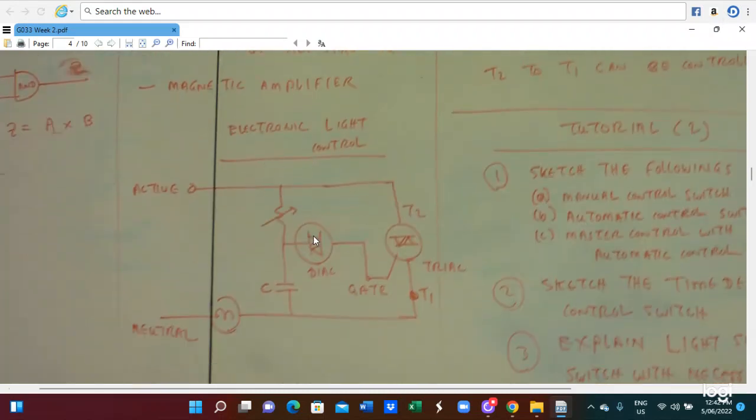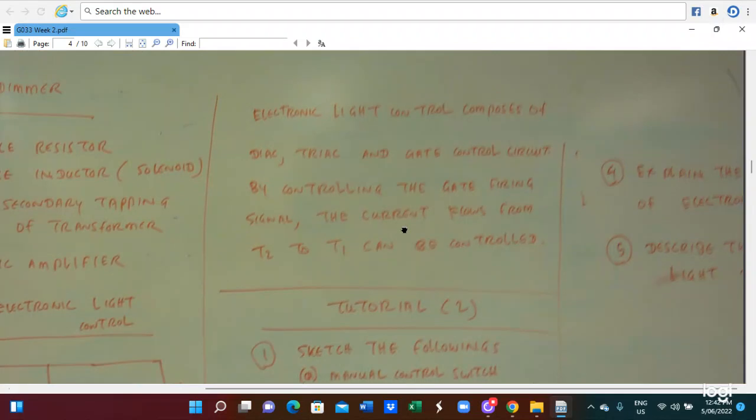So this is the electronic light control system, with active and neutral. This is the diode, this is the gate, and this is the triac. This one will provide us a gate signal, and then provide us a control, so light control. The electronic light control is composed of the diode, triac, and the gate control circuit.